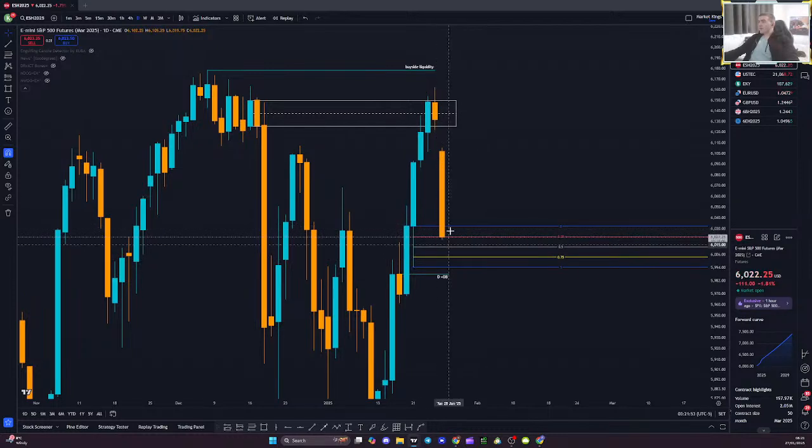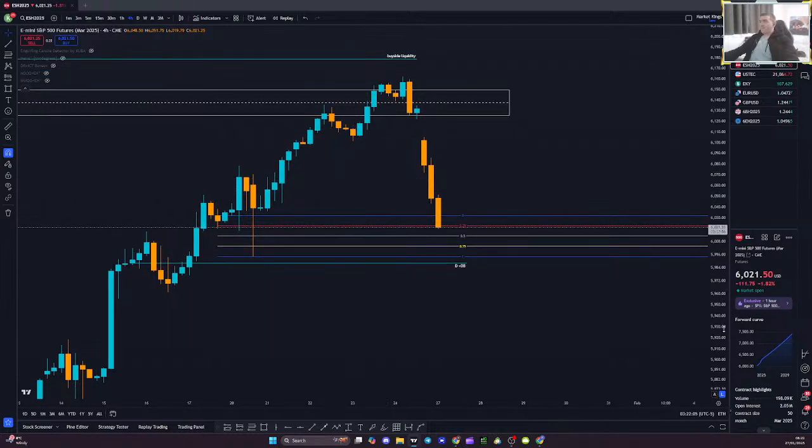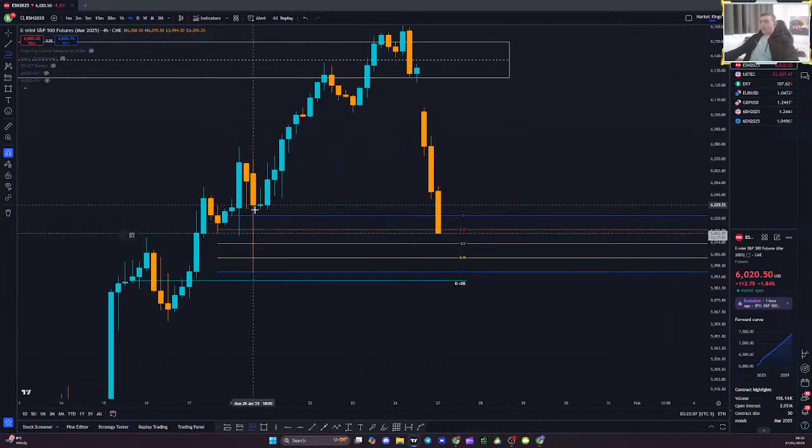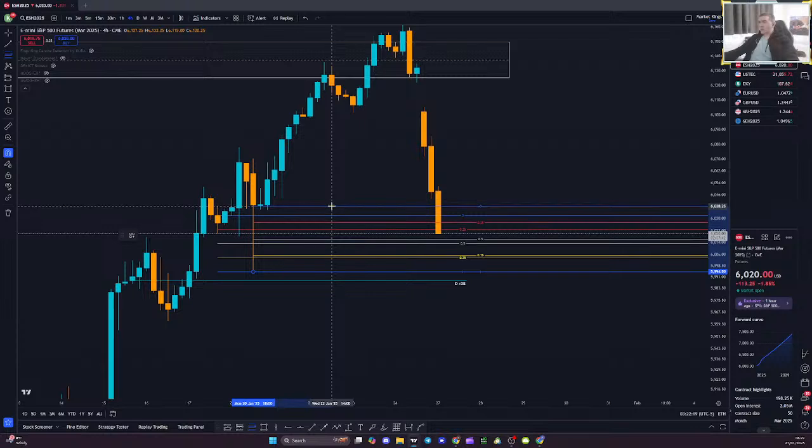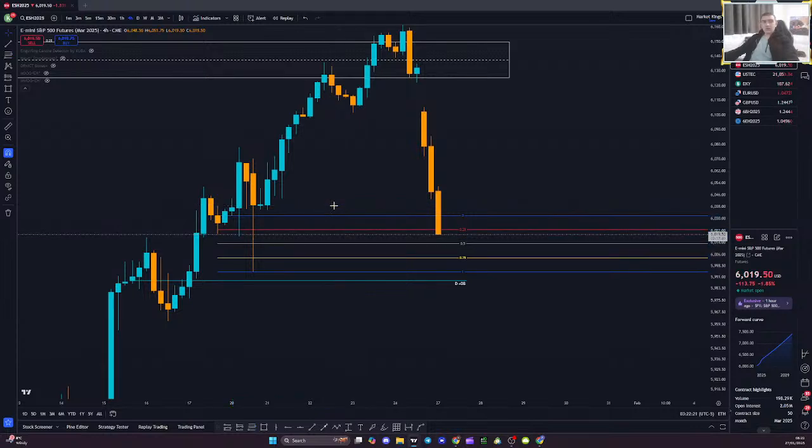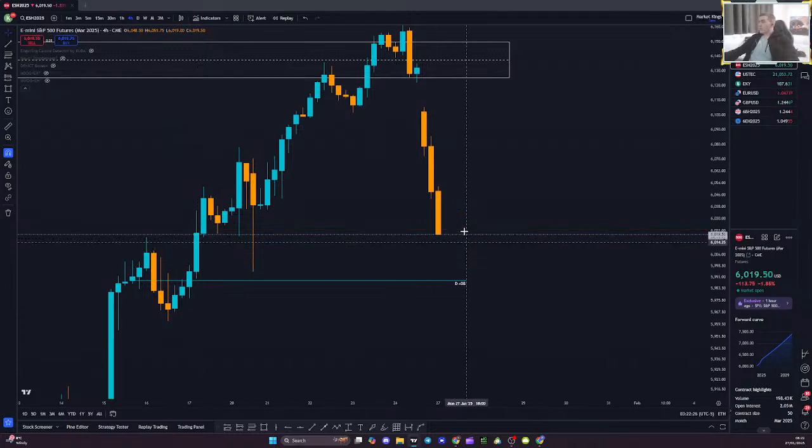I do wonder if we're gonna find support of this on this wick, because as we know, wicks are inefficient. We can treat them like gaps. But nope, we seem to be dropping.